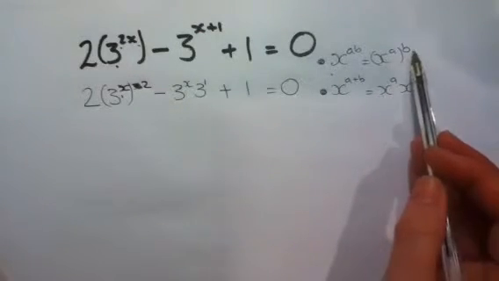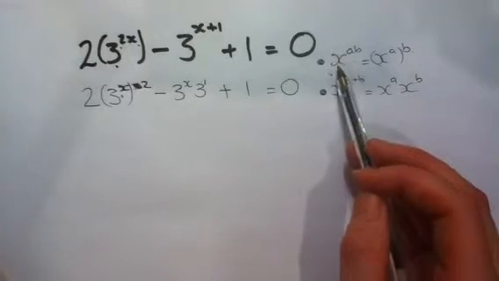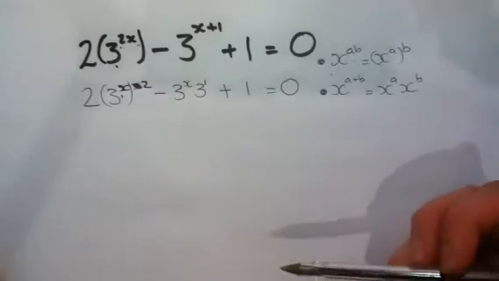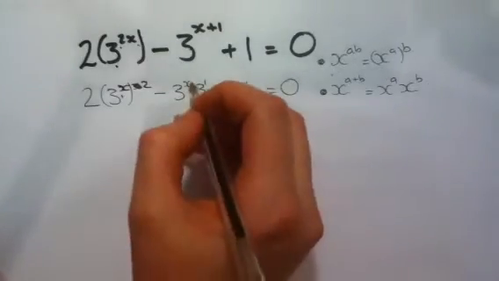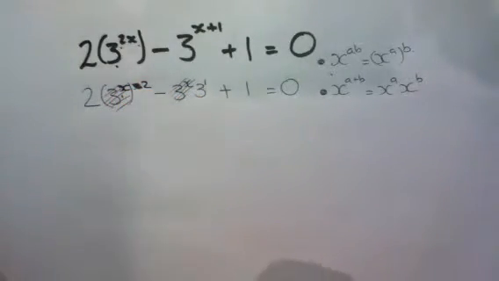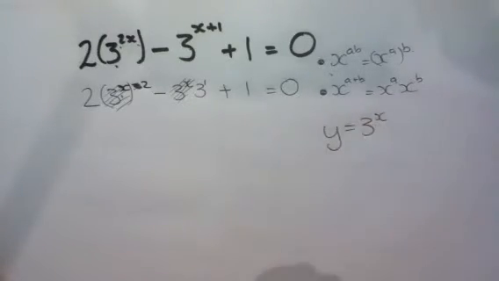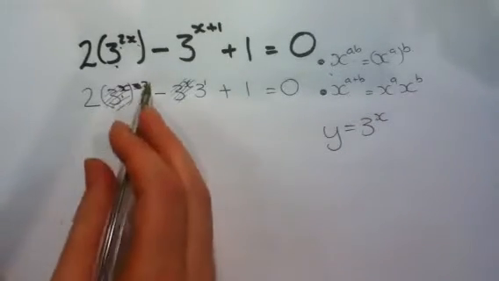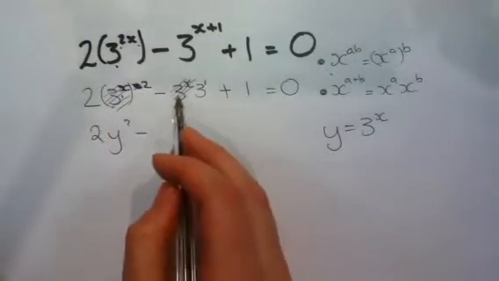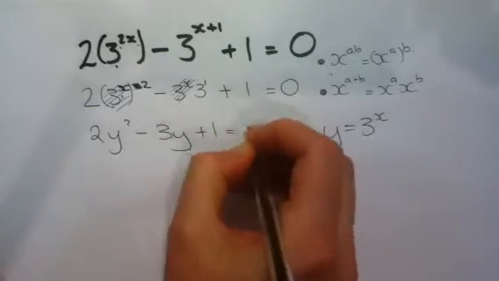So here x to the a all to the b is x to the ab, but x to the b all to the a would also be x to the ab, because these two multiplied together, it doesn't matter which way round they are. The reason I've done it like this is because I want to write y here instead of 3 to the x. So I'm just going to write y instead of 3 to the x now and see what it looks like. I've got 3 to the x squared, so that's y squared, and I've got 2 of them. And I've got y times 3 here. Y times 3 is 3y. And now it's a nice quadratic.